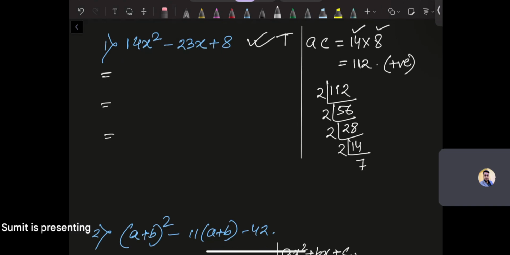So we have to use all the factors. What factors we have seen? 2, then 2. So 4 2s are there and 1 7. We have to use all the factors to get the middle term. Which one is the middle term?